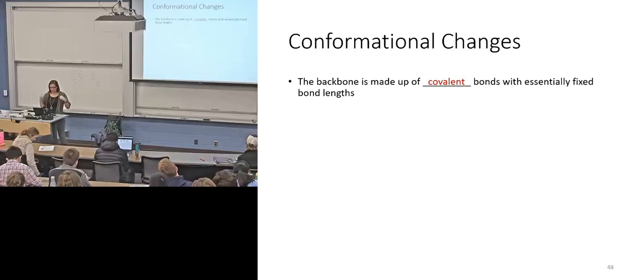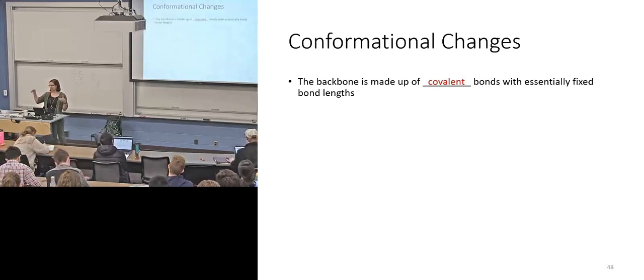So the backbone is made up of these covalent bonds, and they all have essentially fixed bond lengths, right? So what is the pattern? A nitrogen to alpha carbon to carbon to nitrogen to alpha carbon to carbon. You could look up approximate lengths for these bonds in our bond energy and length table that I'd give you if I asked you to, right? You don't need to memorize them.